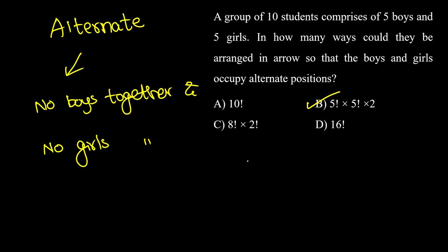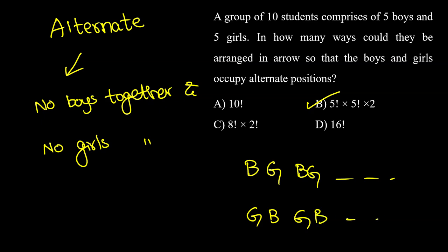Right. See, in alternate arrangement, there are two chances. I can arrange first boy, then girl, or else the other way, first girl, then boy. That is why your friend gave the answer into two. There is no condition that it should start with a boy only. You can start with a girl also: girl, boy, girl, boy, or boy and girl like that. So, two ways of doing.